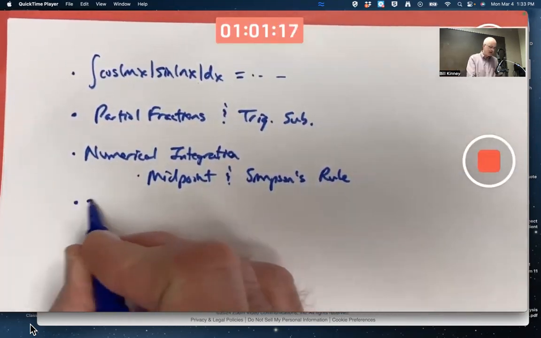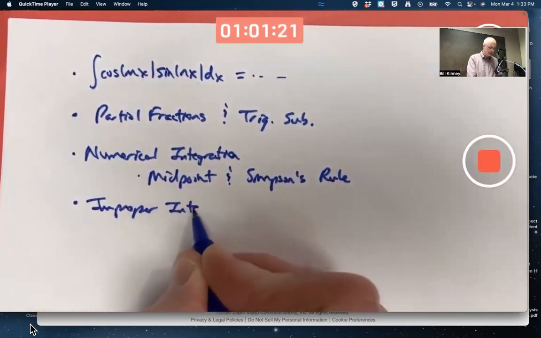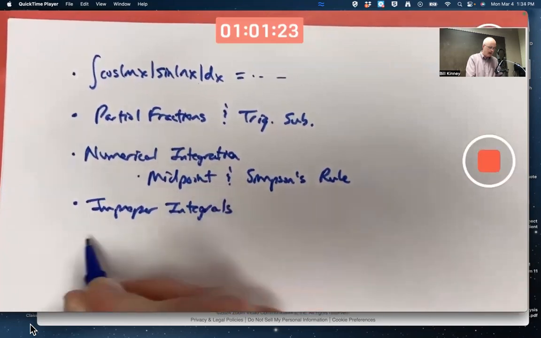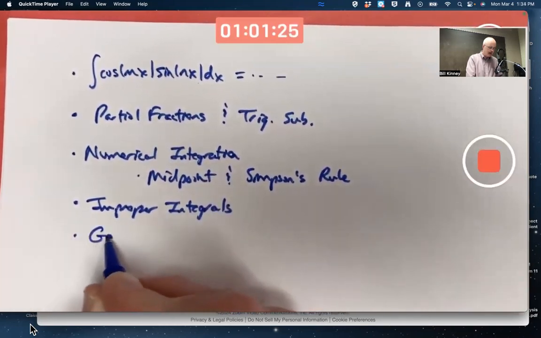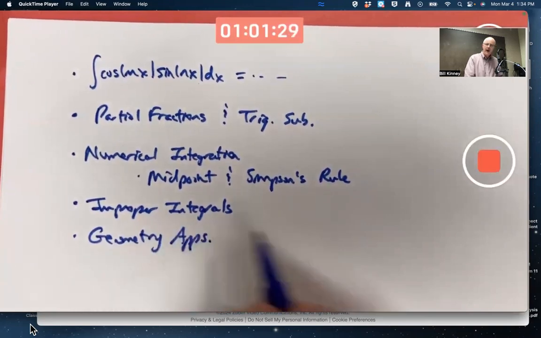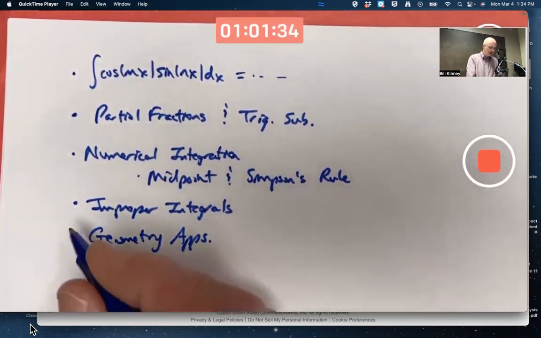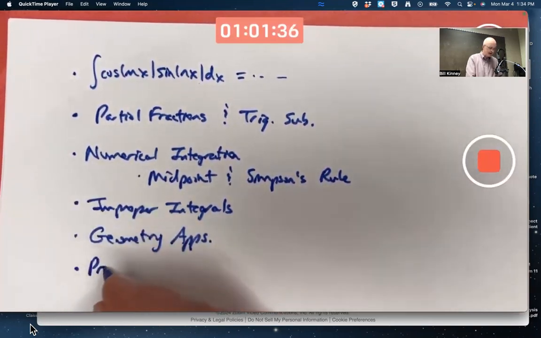We moved on from there to improper integrals. And then finally, our geometry applications to both areas, volumes, and arc lengths. And all along, to some degree, we did probability and statistics applications.